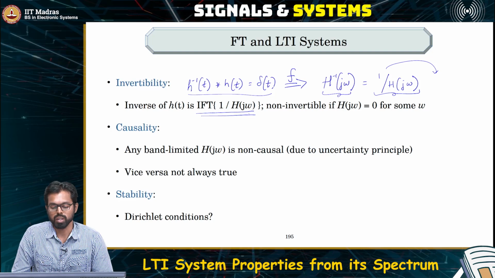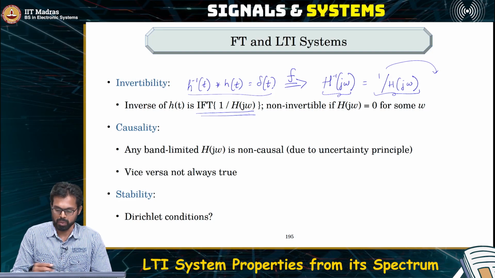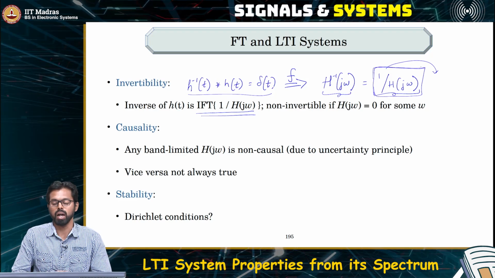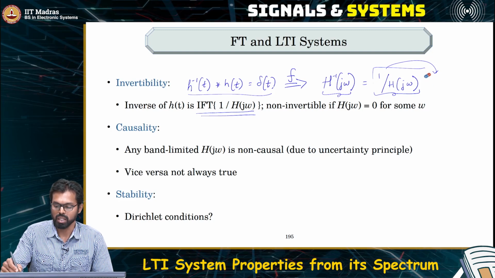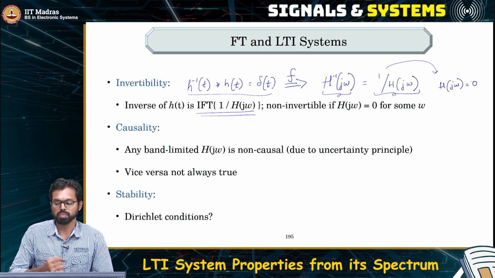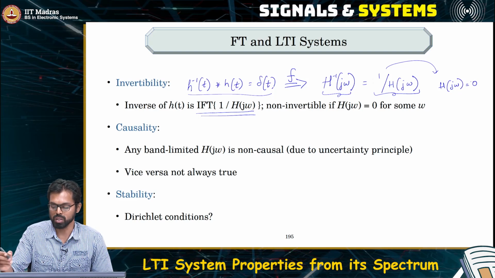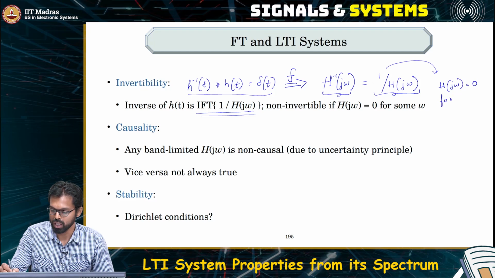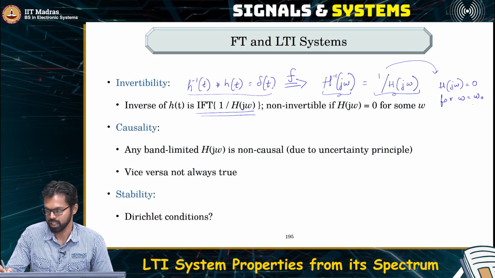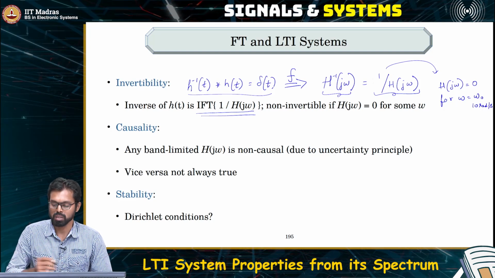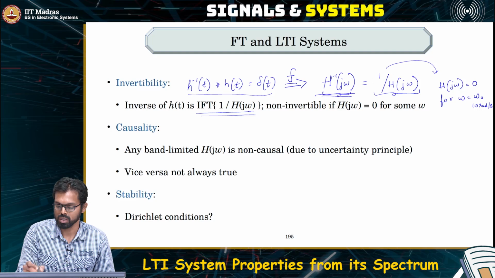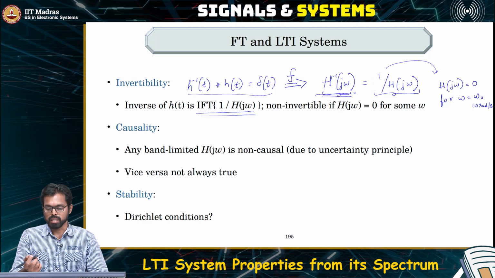Now, what if the system is non-invertible? If the system is non-invertible, then this reciprocal will not exist at certain points or at all the points. So for example, what if H of j omega is equal to 0 for, let's say, omega equal to some omega naught? For example, let's say it is 10 radians per second. At 10 radians per second, if the spectrum is 0, what does that mean? Then the inverse system will not exist, right?